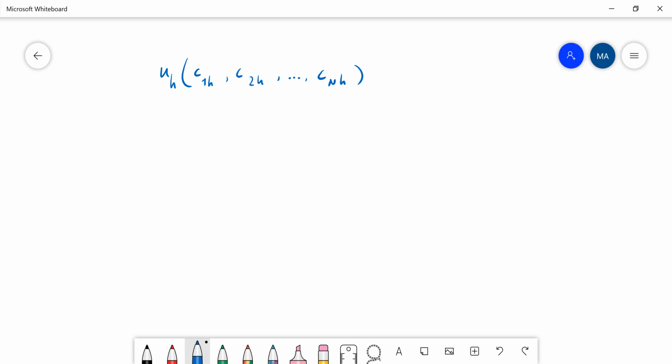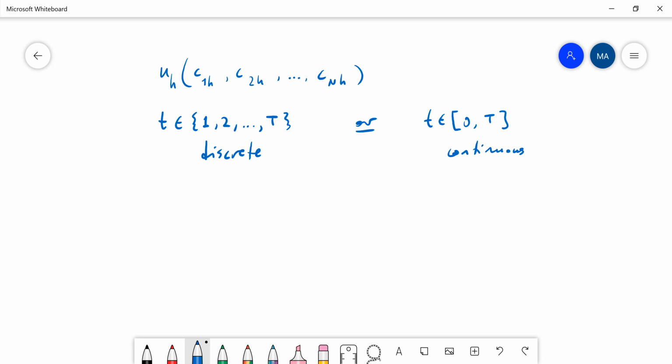Now we want to introduce time into this framework. How do you do that? Well, time can enter as a discrete variable, in which case this is called discrete, or time can enter as a continuous variable. Continuous. Okay, so we want to understand how can a household choose consumption across time?